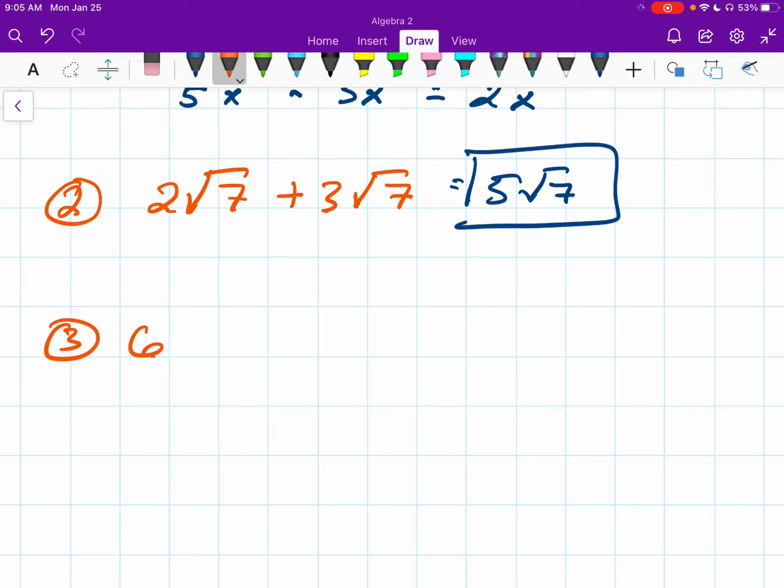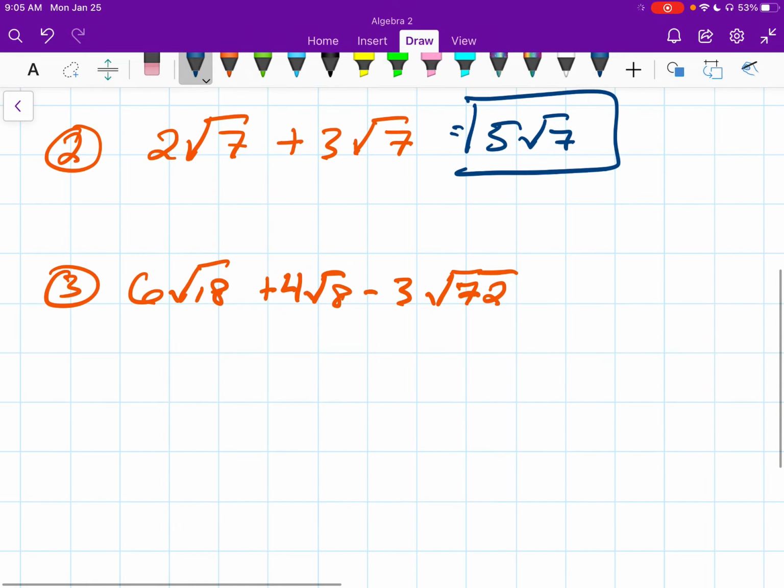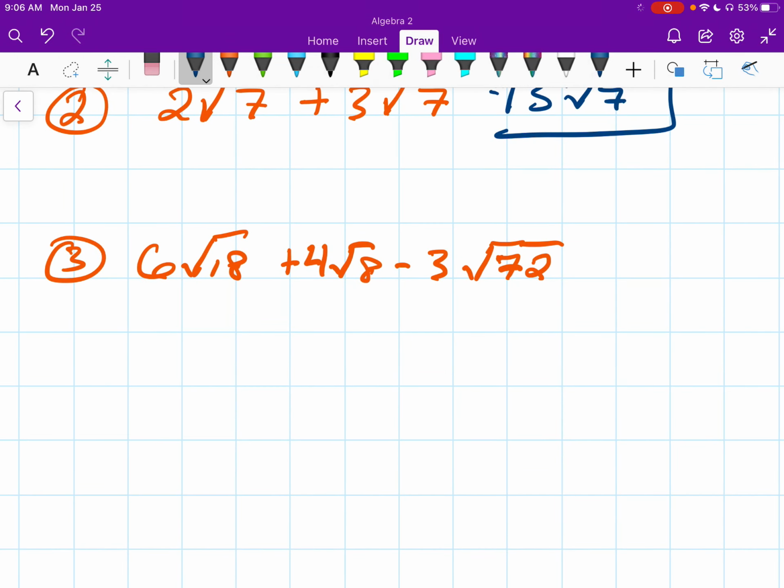So here we're going to have 6 root 18 plus 4 root 8 minus 3 root 72. All right. Notice that these are not all the same root. They are not like radicals. So whenever we're given something like this, the beginning of it, we should simplify our roots, right? So we're going to make a little factor tree on the 18, the 8, and the 72, and see if we can make these radicals simpler, yeah. So 18 splits up into 9 and 2, which splits up into 3 and 3. So we have a pair of 3's and a single 2.